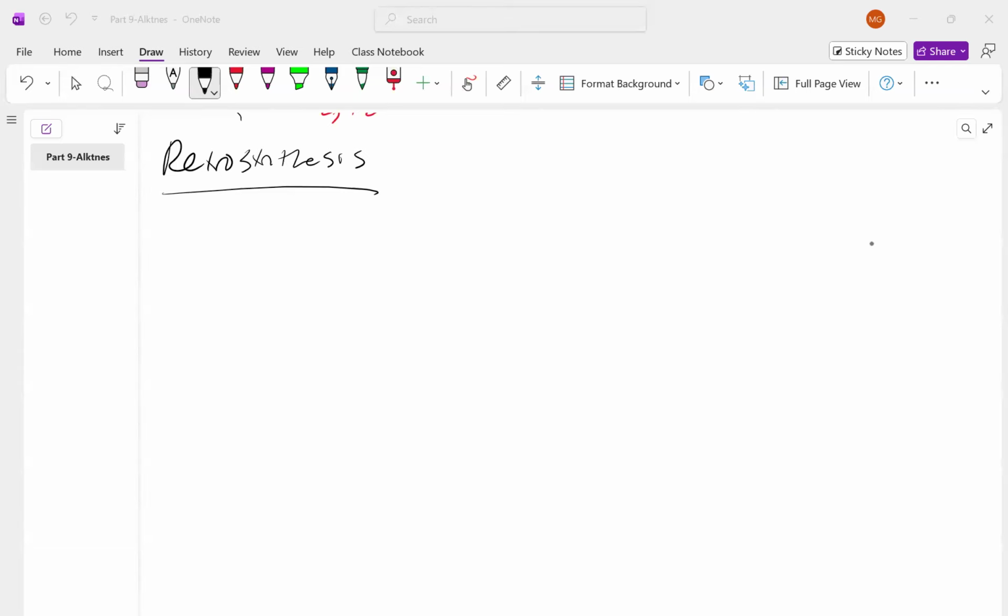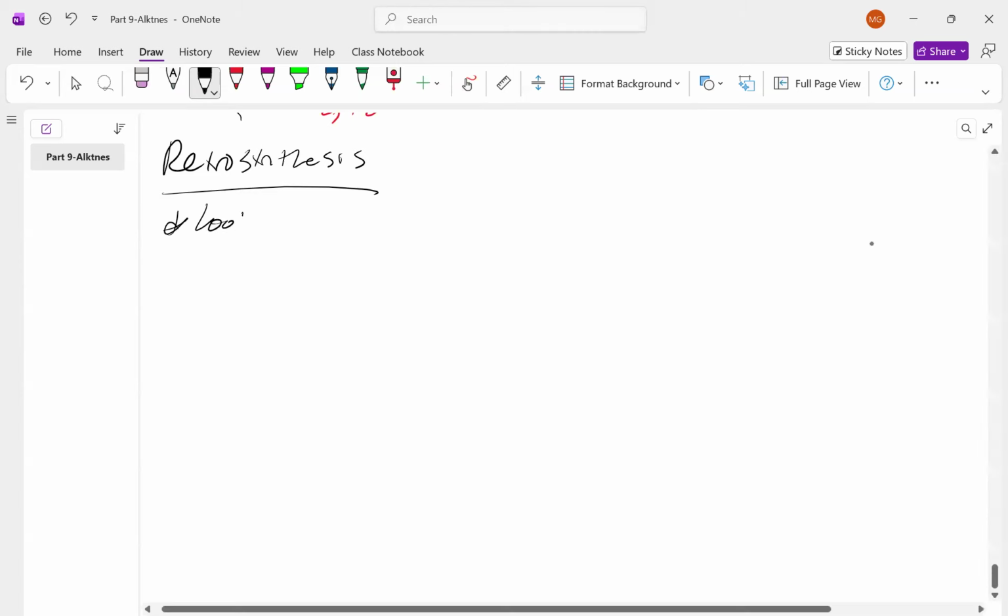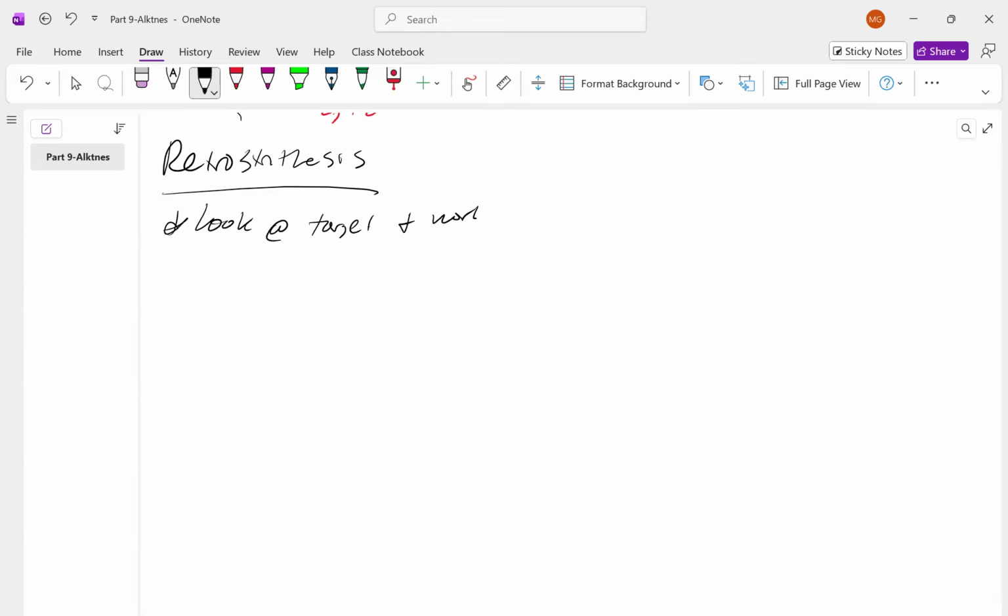All right, so let's look at one more tactic to help us with multi-step synthesis. And this is something that we call retrosynthesis, where we basically look at our target and work backwards.